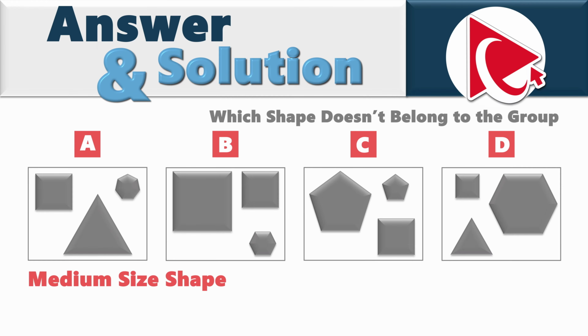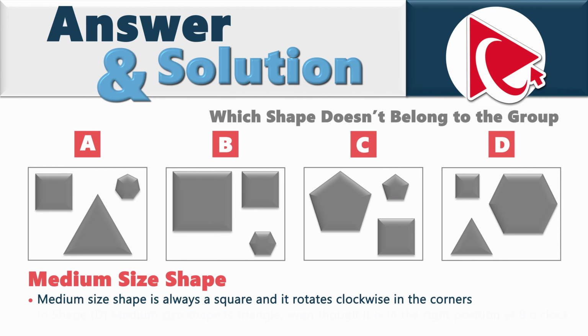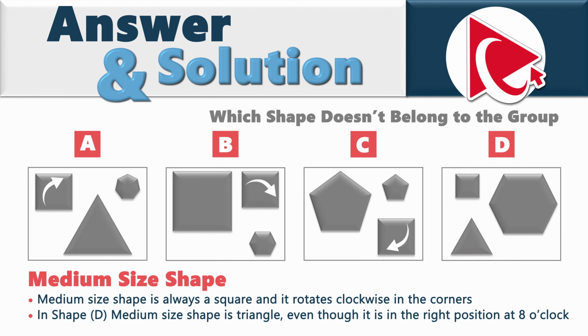The medium-sized shape has a very different pattern. The medium-sized shape is always a square, and it rotates clockwise in the corners of the rectangle. If you look closely, we start in the upper left corner for choice A, then go to the upper right corner in choice B, and then end in the bottom right corner for choice C. But now you can clearly see that in choice D, the medium-sized shape is a triangle instead of the square. So the correct answer here is choice D.